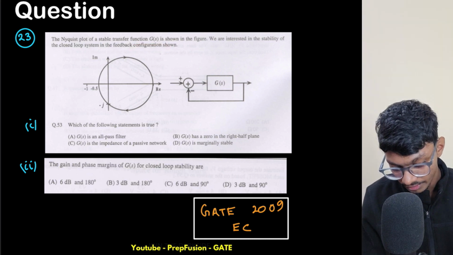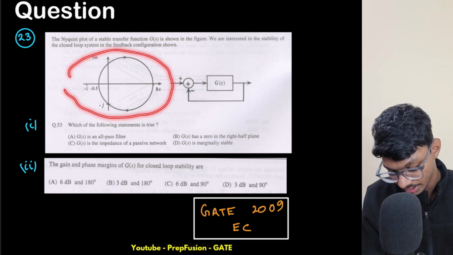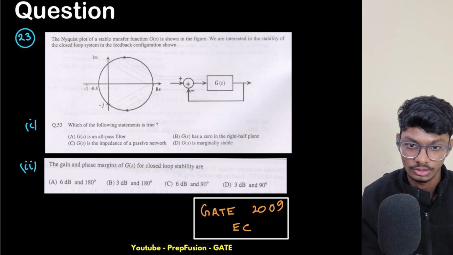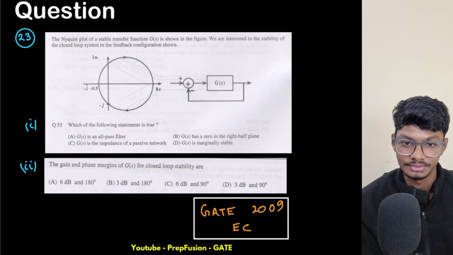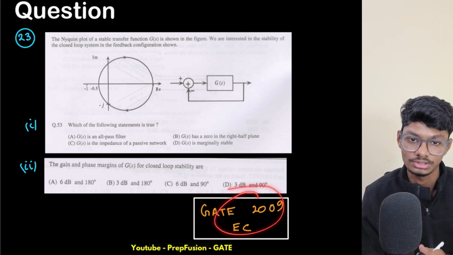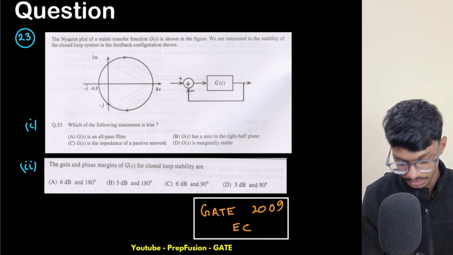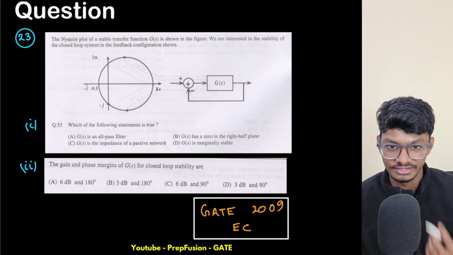This is fine. Now we are interested in the stability of the closed loop system. Now we've been given the Nyquist plot, and this has given that this is a unity feedback system. That is also fine. Now it is asking us which of the following statements is true. This was a GATE 2009 question. MSQ wasn't there, so only one option will be correct. And it is also asking about the gain and phase margin, so this will also revise the concept of gain and phase margin.